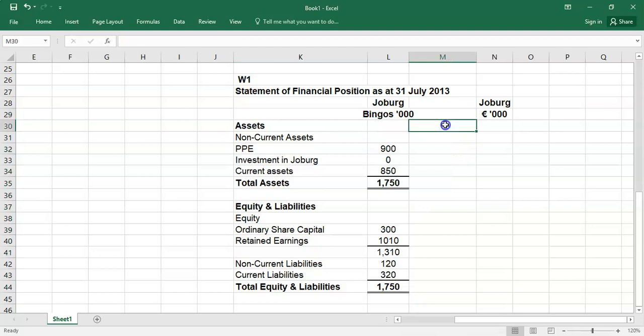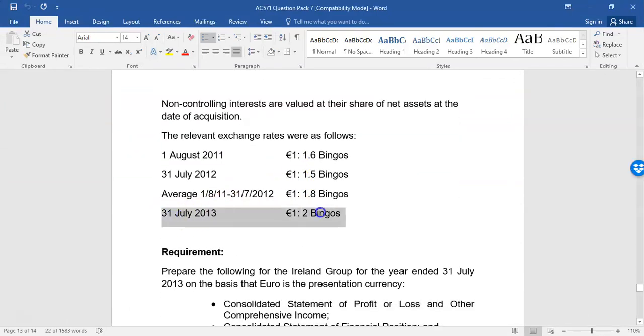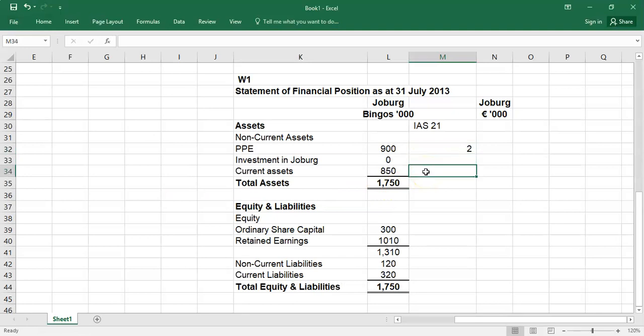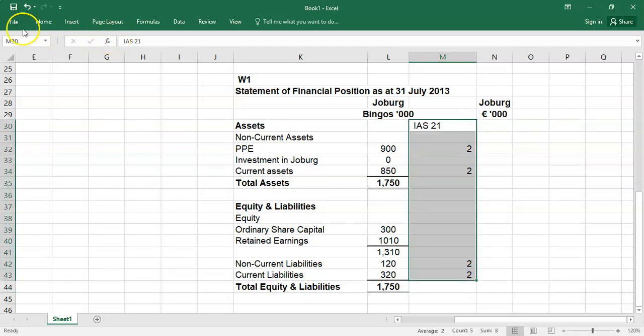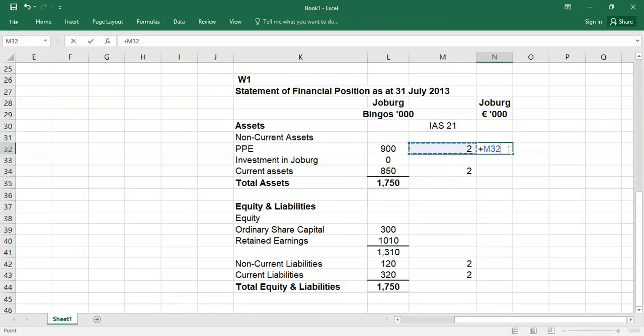The rules under IAS 21 are closing assets and liabilities at the closing rate. Now that's the rate at the end of the year. So we go back to the question. You see here the rate at the end of the year was 2:1. So we're going to divide by 2 here, 2 here, and liabilities divided by 2 as well. So they are the IAS 21 rules. It doesn't matter when it was acquired in terms of this, it's going to be at the end of the year rate. So divide by 2 and divide by 2. So your total assets there are going to be 875. Your non-current liabilities are going to be €60,000 and your current liabilities 160.